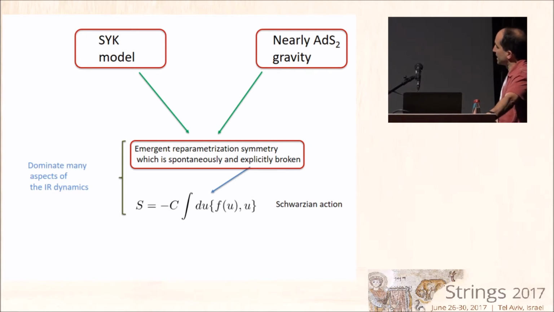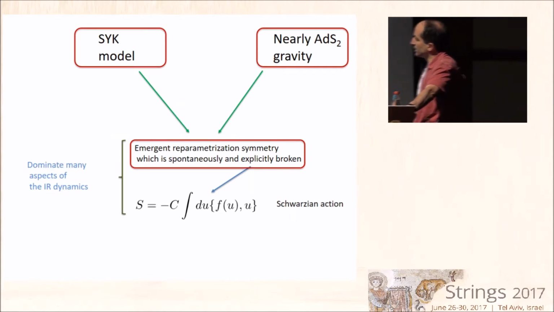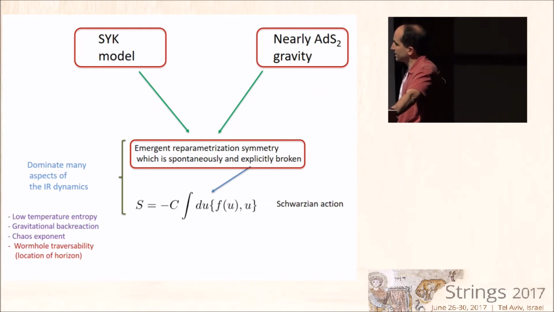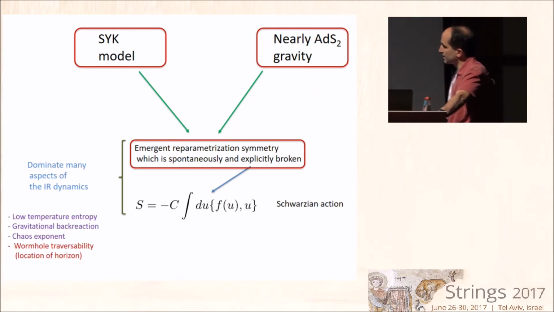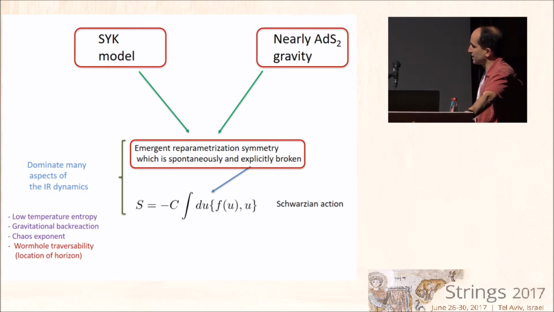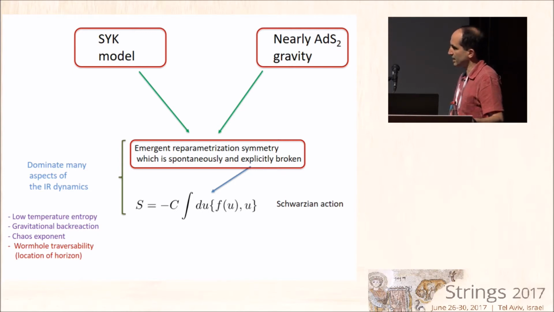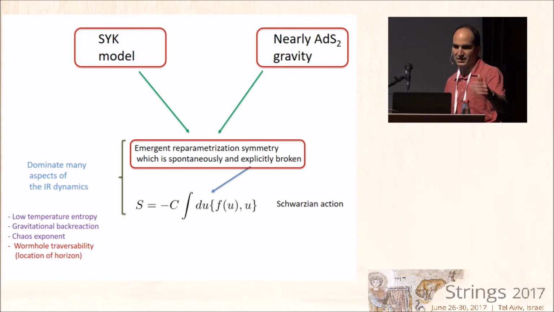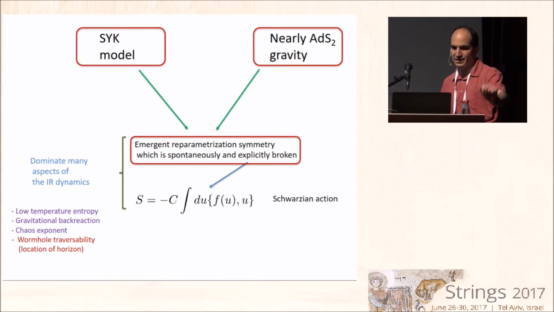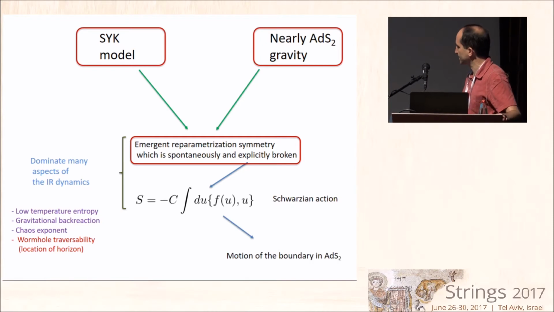This realization of the symmetries dominates many aspects of the infrared dynamics, such as the low temperature entropy, so that it's linear in the temperature. It also dominates many aspects of the gravitational back reaction, including this chaos exponent. And one part that we are going to concentrate on here is that it also governs the wormhole traversability and also the precise location of the horizon.